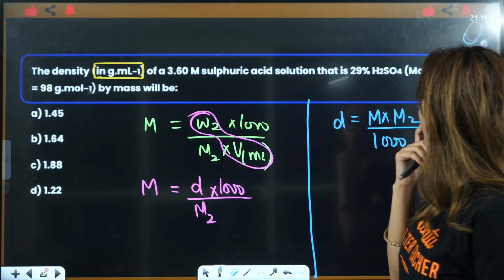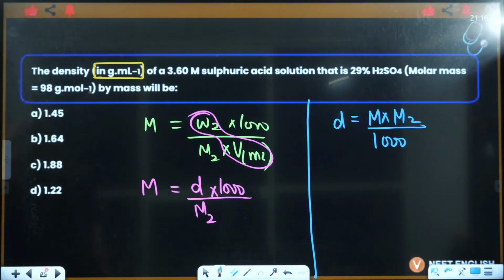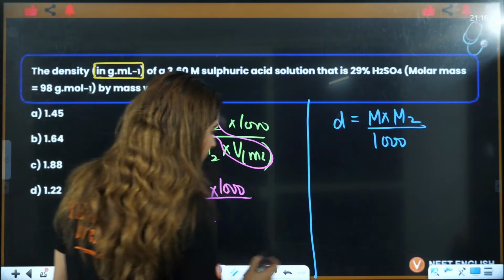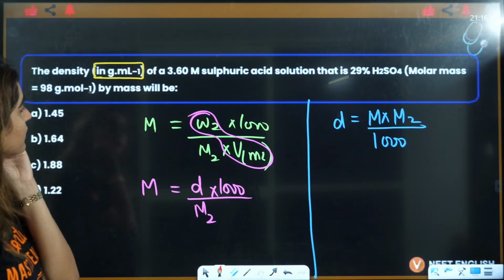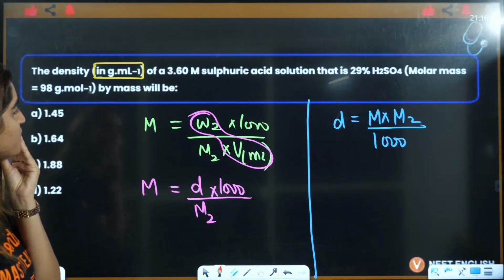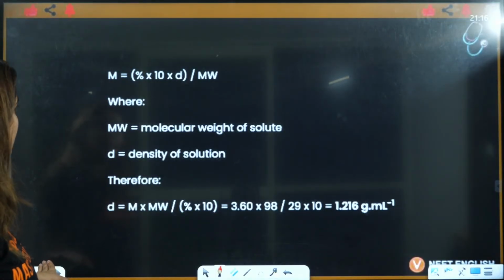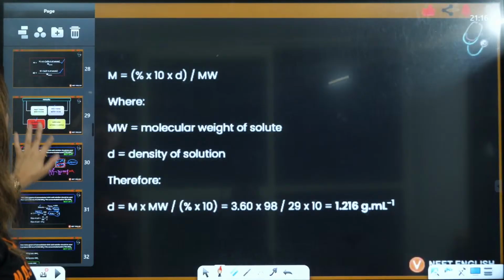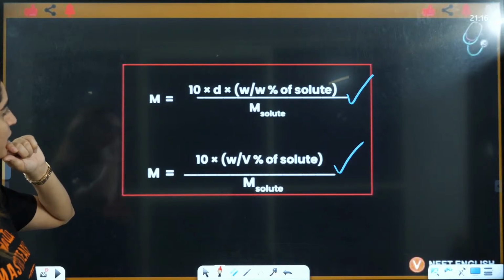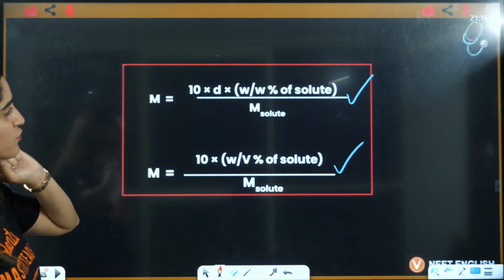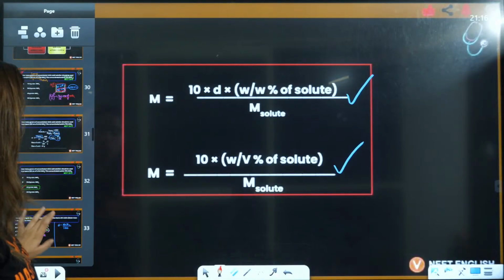So I think something is wrong in the question, okay? I am trying to solve this without any formula. If that is not happening, then something might be wrong here. Chalo, let's then not do this, because by formula you can solve this easily. That's not a big deal. Formula you have here: molarity is equal to 10 into D into weight by weight divided by molar mass of solute. But why are we not able to solve it like this? That should also be there.